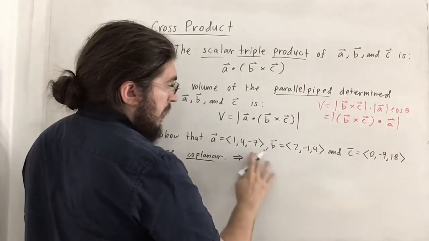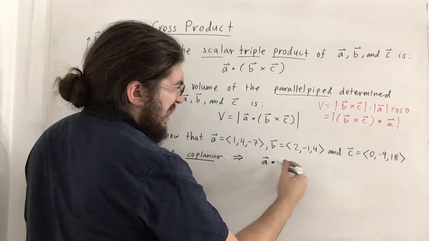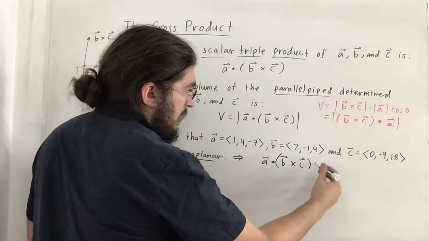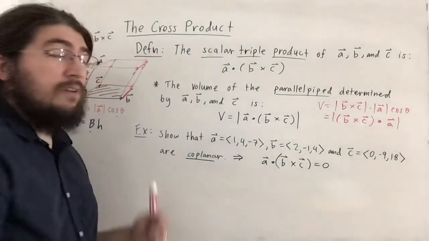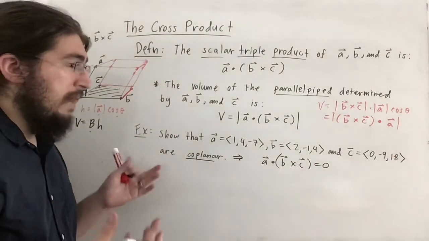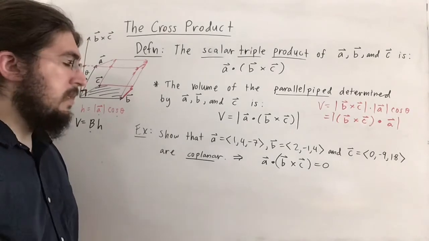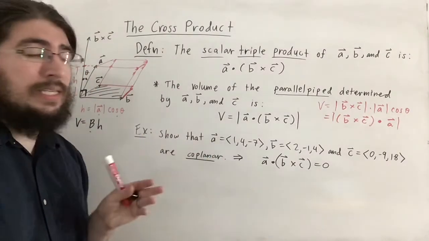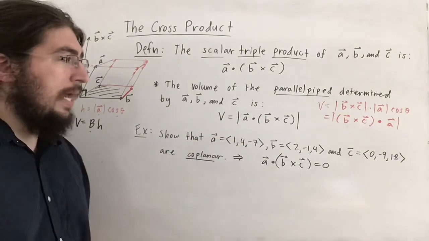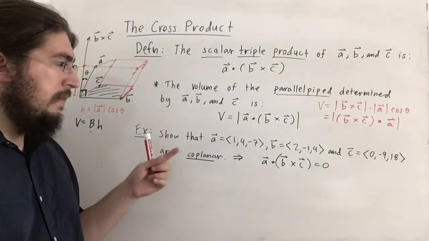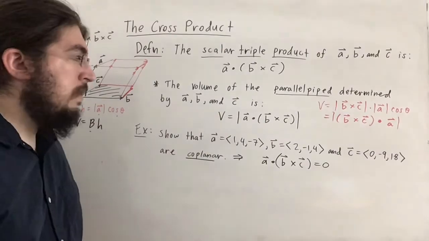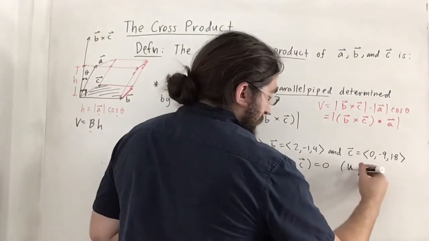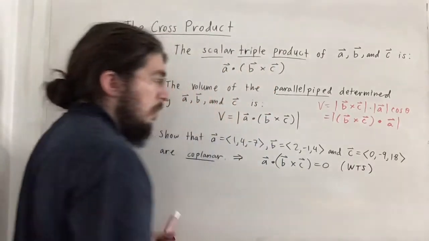So we want to show that this guy, A dotted with the cross product of B and C, is equal to 0, because this would imply that the volume of the parallelepiped would be 0. Thus, A doesn't stick out in the 3rd dimension, but it lies on the same plane that B and C lie, so it's coplanar to those. In fact, they're all coplanar in that case. So this is basically what we want to show. Or, if you've seen this acronym before, WTS just means we want to show.